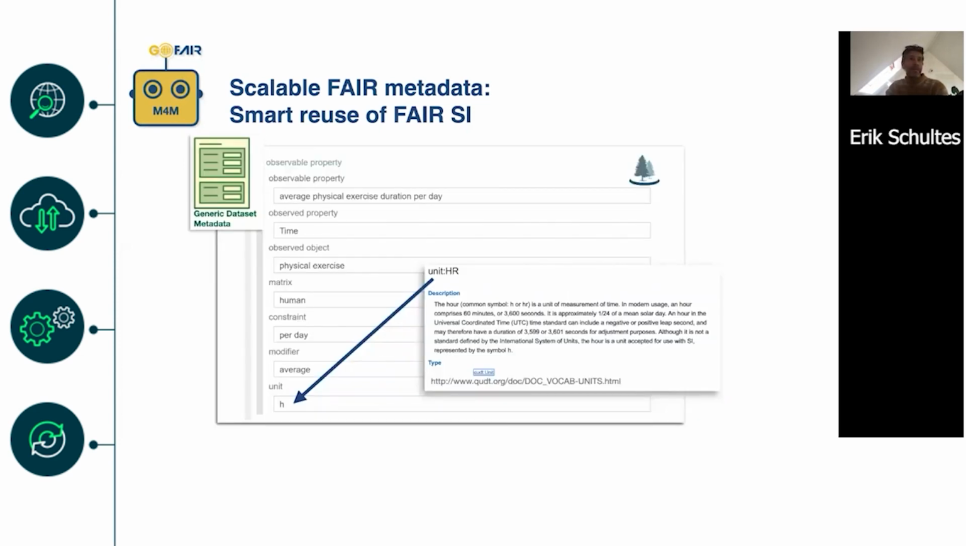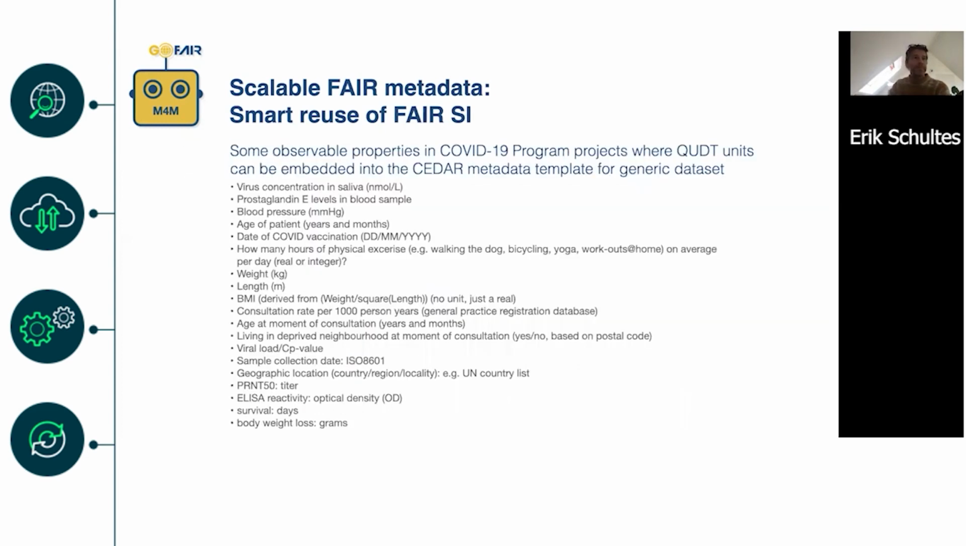And so what you can see then is that this CDAR form is going to contain within it drop-down menus that allow the researcher to select from FAIR or verified units of measure in a very direct way, helping to structure and make machine readable the metadata that's being input. Here's some other observable properties in the COVID program that we've procured from our data stewards. And the hope here is that we will be able to embed in these CDAR metadata templates QDT units for a range of different measurements like concentration of virus in saliva, blood pressure readings, weight, length, body mass index, etc.